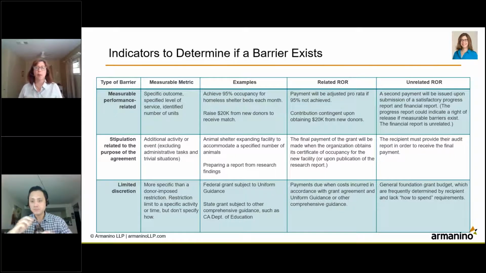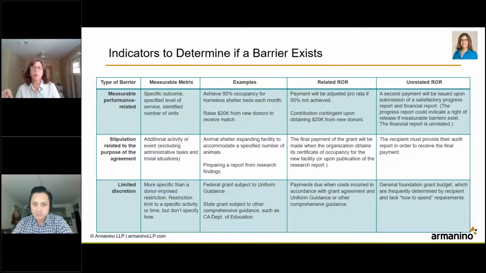So we've given an example here where a city is funding a homeless shelter, but the homeless shelter has to achieve 95% occupancy every month. If it doesn't, then the payment is going to be adjusted downward, pro rata, based upon the level of occupancy achieved. So that's clearly a barrier. The entitlement to the payment is based upon achieving that occupancy.